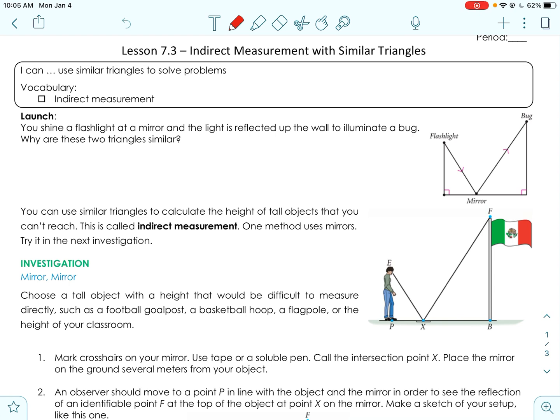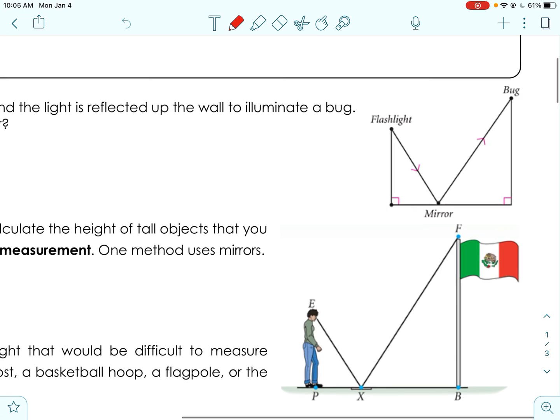Okay, so it says you shine a flashlight at a mirror and the light is reflected up the wall to illuminate a bug. Why are these two triangles similar? Meaning, how do we know that these two triangles right here are similar triangles?